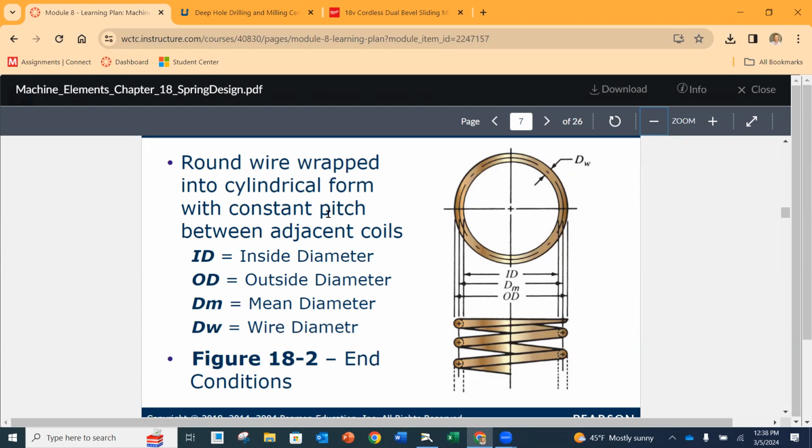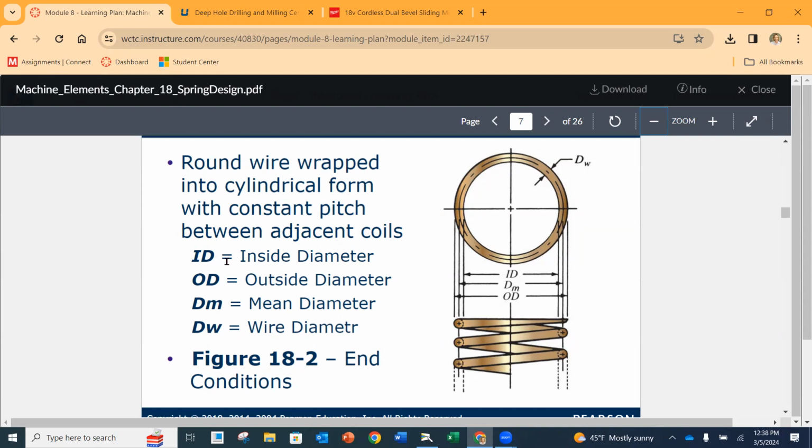So first of all, the spring that we see here is using round wire that is wrapped in a cylindrical form at a constant pitch. The pitch is the distance from one point on one of the coils to the very same point on the next coil. Very similar to pitch on a thread, but it's from coil to coil linearly along the length. You can have variable pitches, but most often it's going to be an even value all the way down.